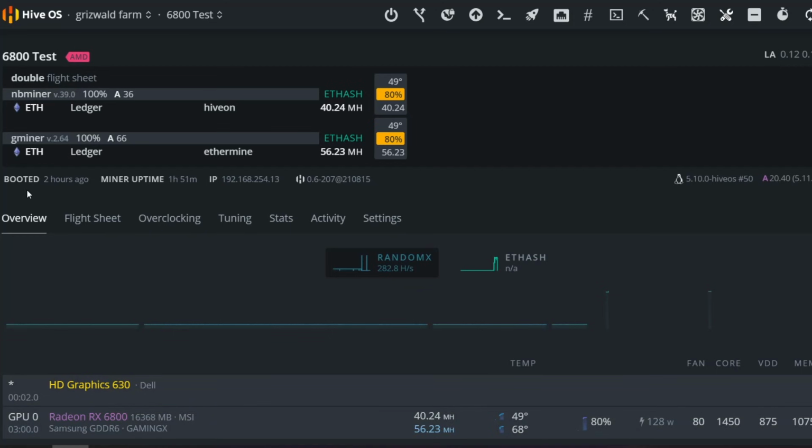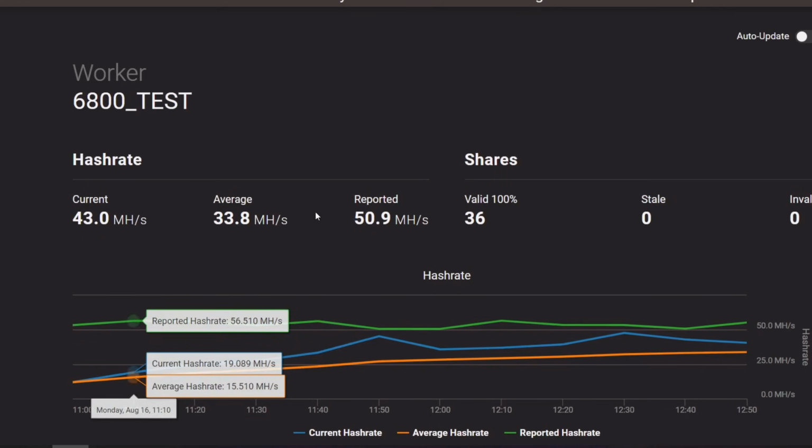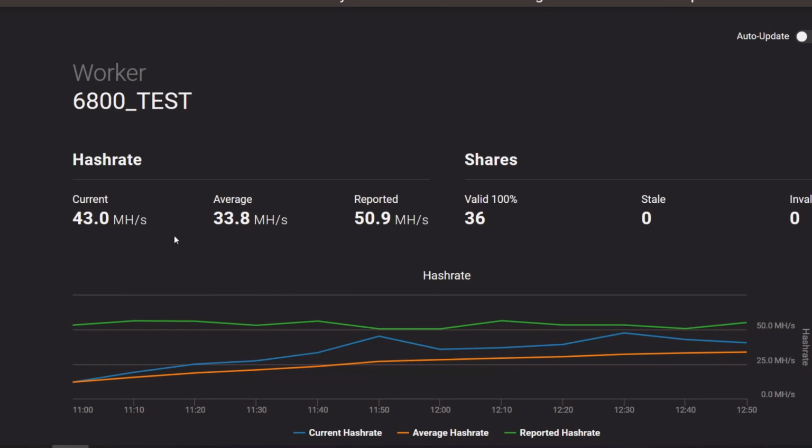So let's go over to Ethermine first. Ethermine is going to be this 56 mega hash that I'm reporting. And you can also see again that this is not a small average. I let this run for about 2 hours, and it's still reporting almost 100 mega hash. However, let's again go look at Ethermine. And what is this now? My current is 43, my average is 33, my reported is 50.9. So that's looking kind of low on this one worker here.